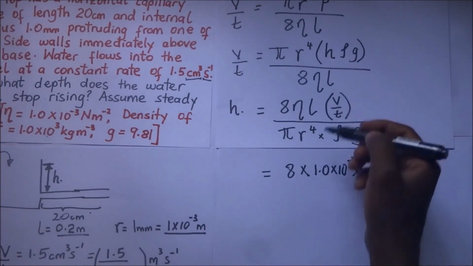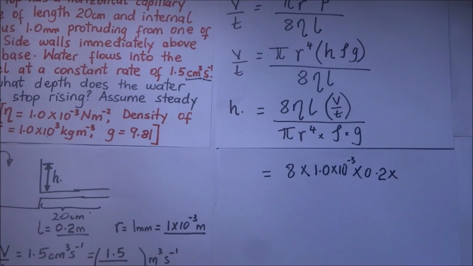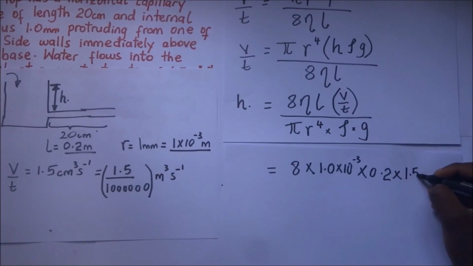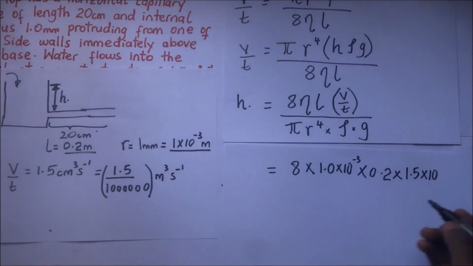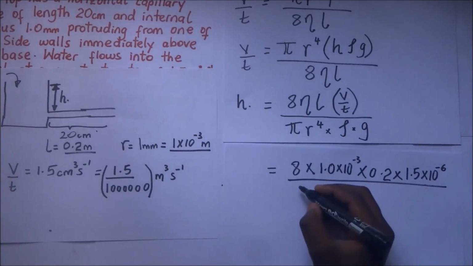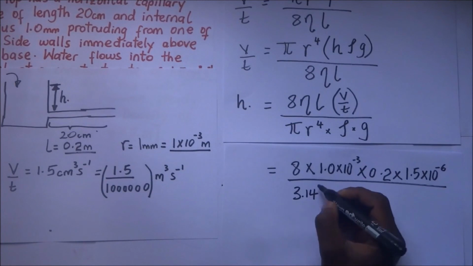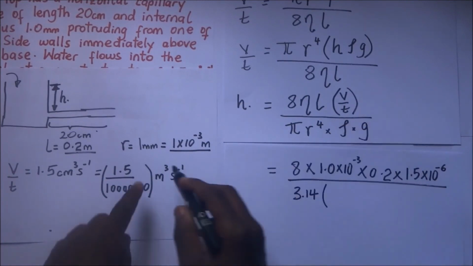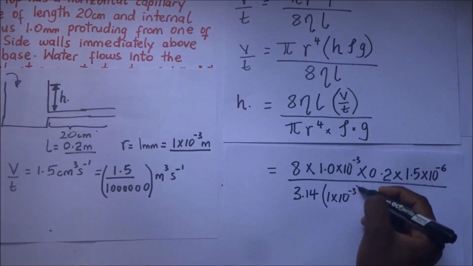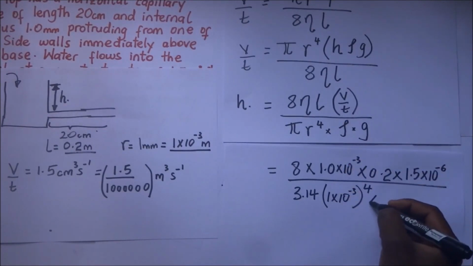Multiply that by the volume flow rate. We converted it to meters cubed according to our question, so it's 1.5 times 10 to the power negative 6. Divide that by pi, which is 3.14, times the radius to the power 4. Our radius was converted to meters, which is 1 times 10 to the power negative 3, to the power 4. Multiply that by the density of water.